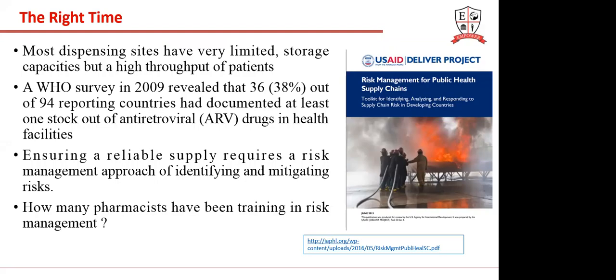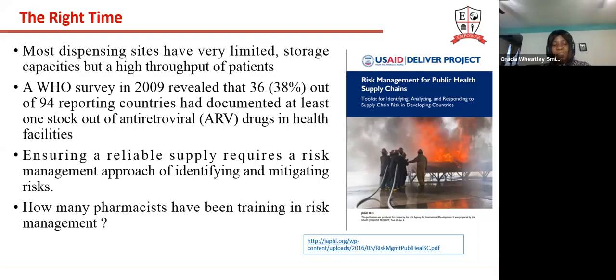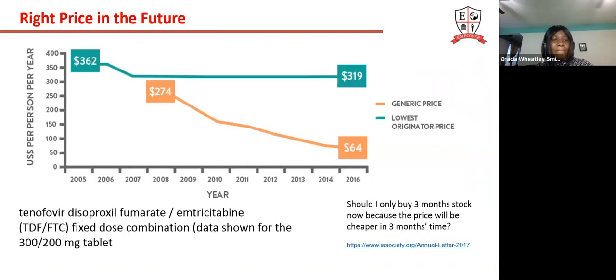What about our business continuity plan? Is that in place? Because we have to reduce the risk that can occur with our inventory. How many pharmacists do we have trained in risk management? Is that a part of our current curriculum? These are factors that we must consider and factors that can make quantification accurate.